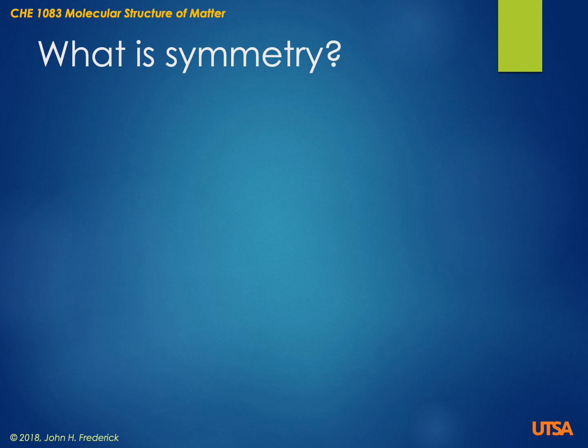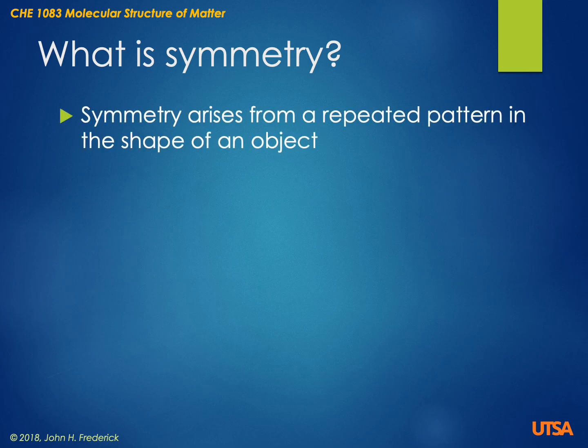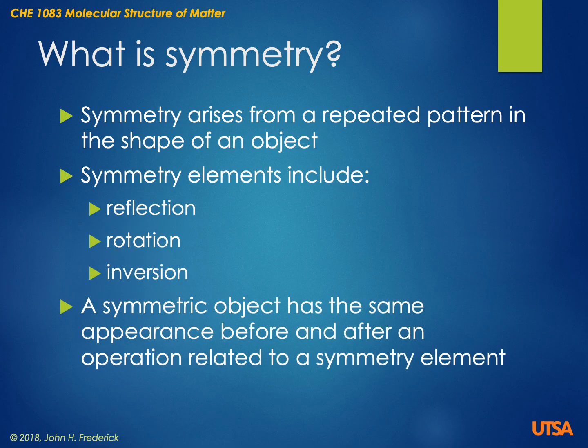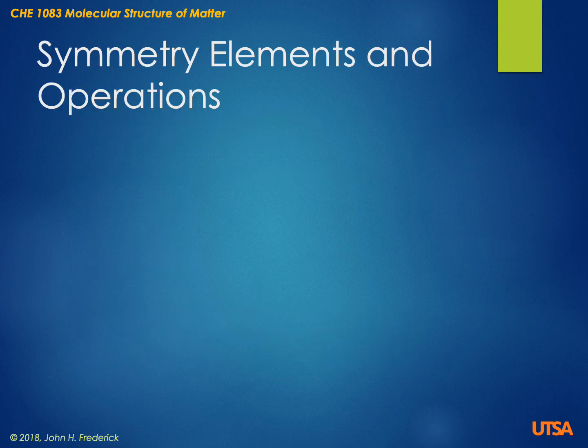So what is symmetry? Symmetry arises when we have an object that has repeated patterns that can be transformed into one another via some sort of operation. These symmetry elements could include a reflection, a rotation, or an inversion of that object. The key, though, is that the object must have the same appearance before and after that operation related to the symmetry element has occurred. So let's start setting some of our rules for vocabulary in this study.